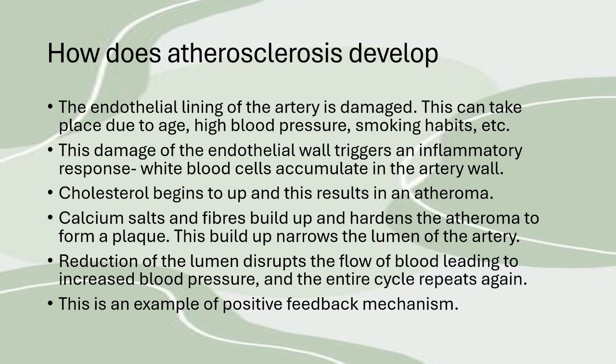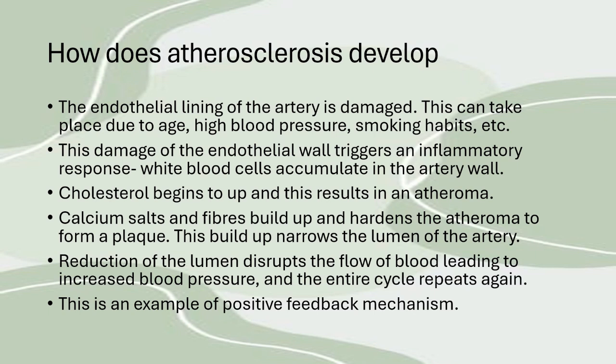Reduction of the lumen disrupts the flow of blood, leading to increased blood pressure once again. And if you look at the first point, high blood pressure is what leads to the endothelial lining being damaged. So what you're going to notice is it is a cycle, and the entire cycle repeats once again. So this is an example of a positive feedback mechanism.